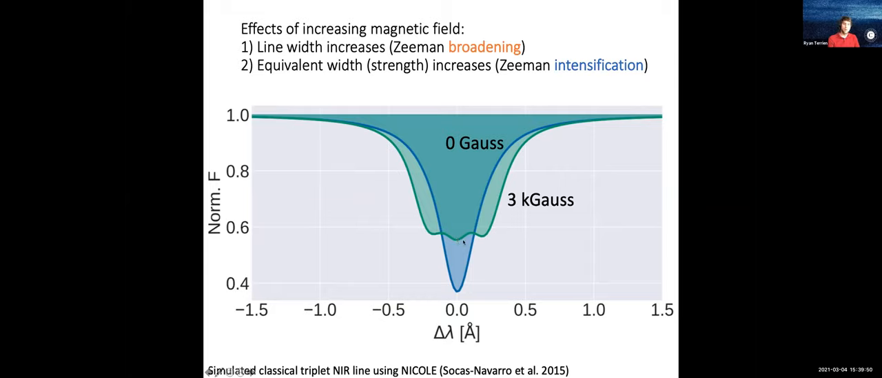And what you're seeing here is a simulated classical triplet formed in the absence of a magnetic field and in the presence of one. And the effects that we would see in Habitable Zone Planet Finder resolution spectra of this line would be, on the one hand, that the line gets wider in the presence of the magnetic field. That's the Zeeman broadening. And on the other hand, that the line actually gets stronger. And by that, I mean the integrated area under this line gets stronger.